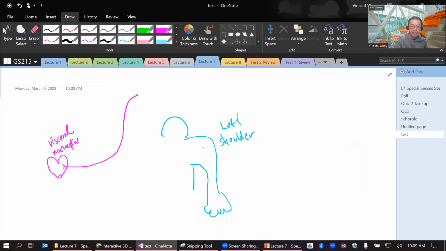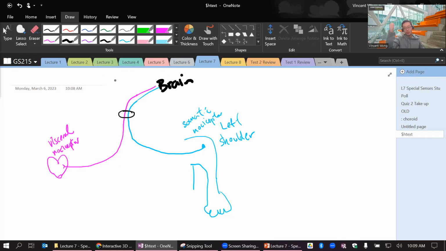Then you're going to have a somatic nociceptor, and it's going to go into the spinal cord and up to the brain as well. So that is somatic. What happens a lot of times is the visceral pathway that goes up in the ascending tract and the somatic pathway that also goes up in the ascending tract merge together and become one tract. Then they go up to the brain and map to the same region of the brain.